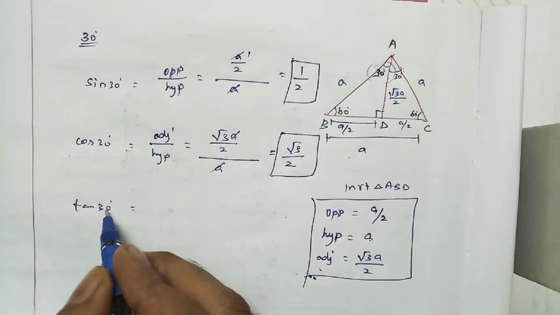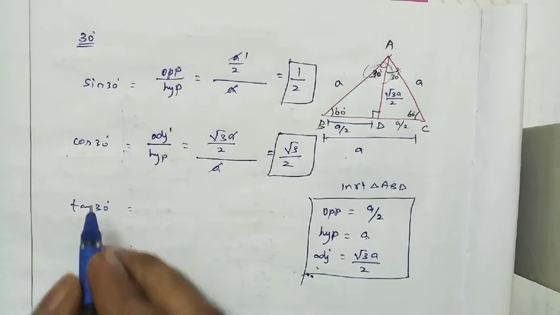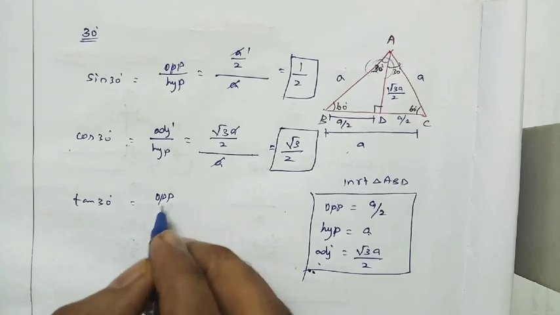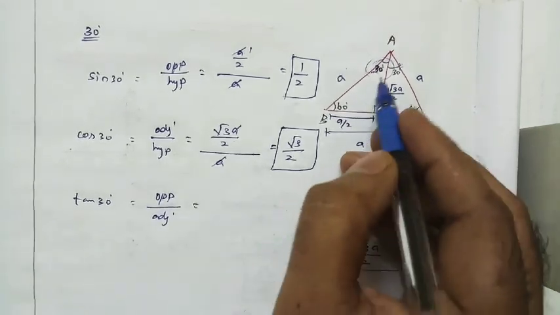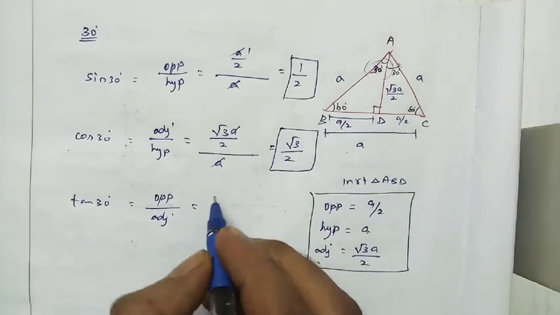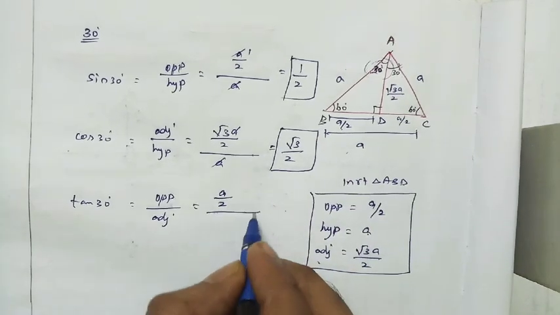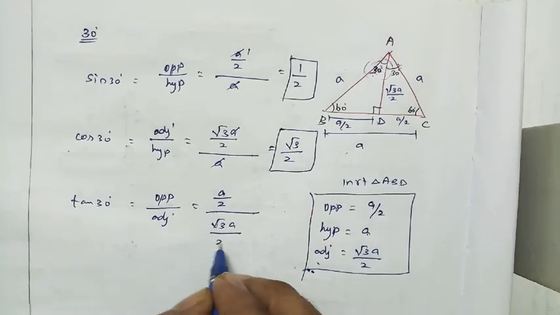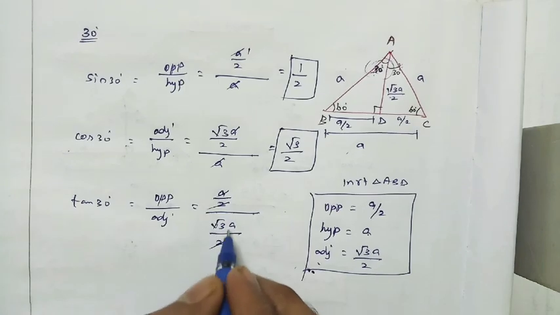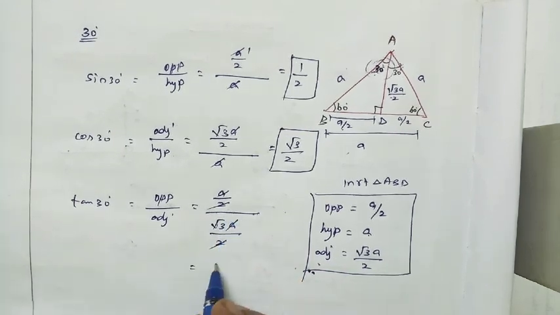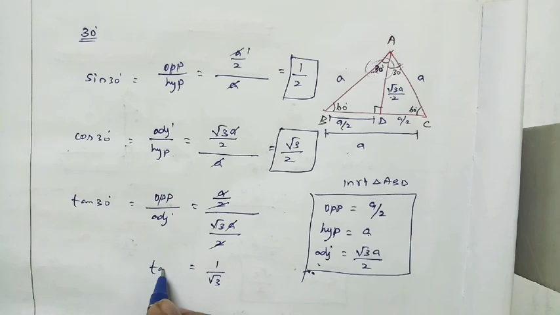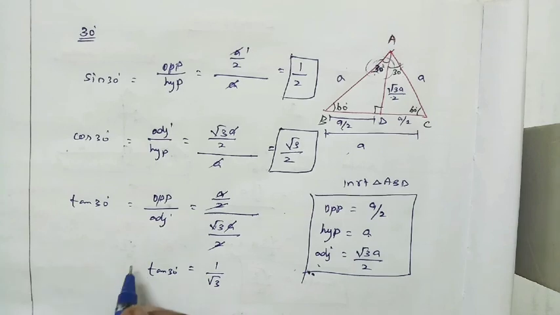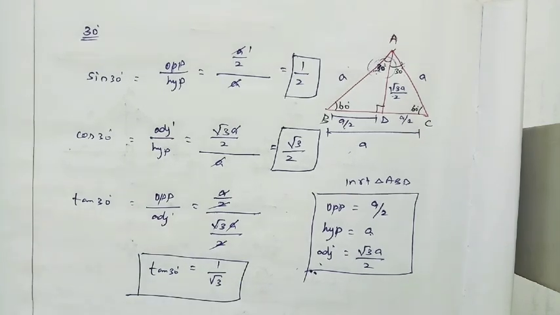Next, tan 30. We know the trigonometric ratio: tan theta is nothing but opposite side divided by adjacent side. For 30 degree, the opposite side is A by 2, whole divided by the adjacent side, root 3 A divided by 2. 2 will get cancelled, A will get cancelled. So what remains? 1 by root 3. So tan 30 degree is equal to 1 by root 3, correct?